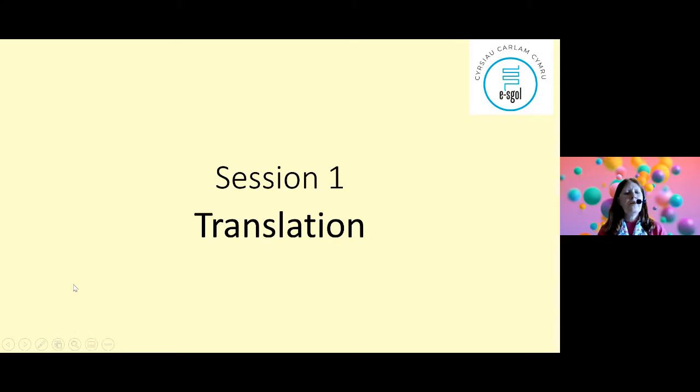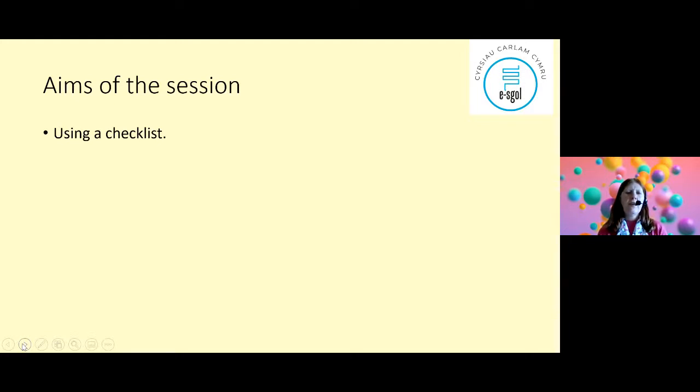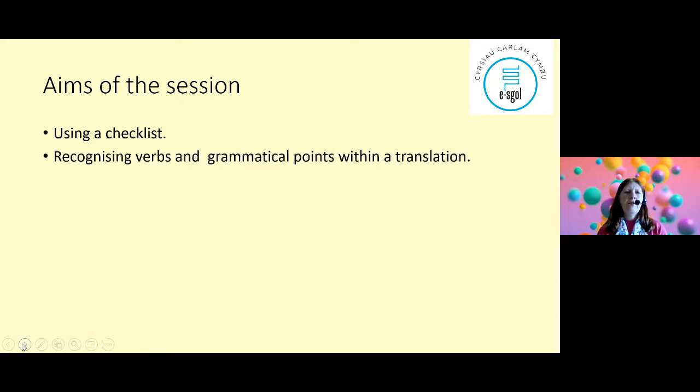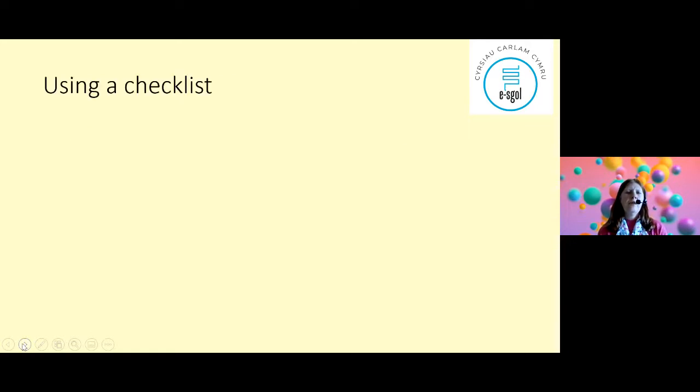Merci. Bonjour. Welcome to today's first session. During today's first session, we're going to be talking about the A-level translation. The aims of the session today are as follows. I'm going to be talking to you about using a checklist for use during the translation and how to recognize verbs and grammatical points within a translation. So we will start with using a checklist.